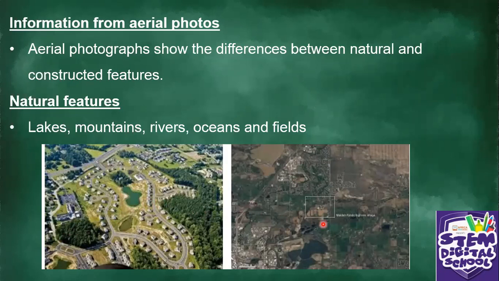Also here, you can tell by the green color. The green shows the natural features like trees or vegetation. So that is how the natural features are shown.